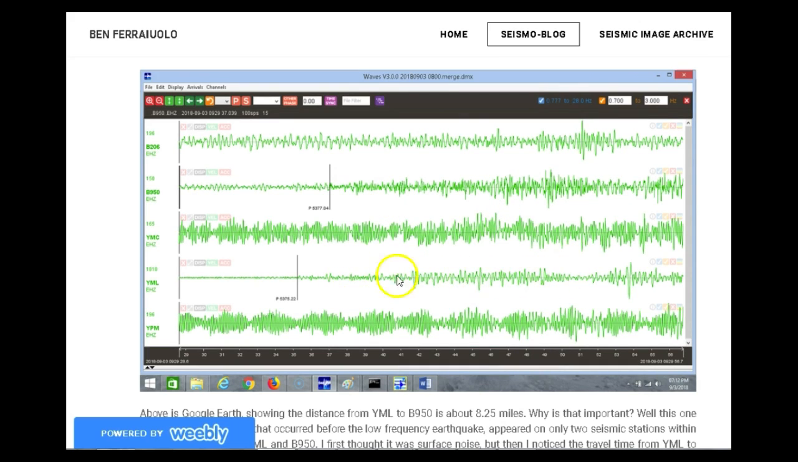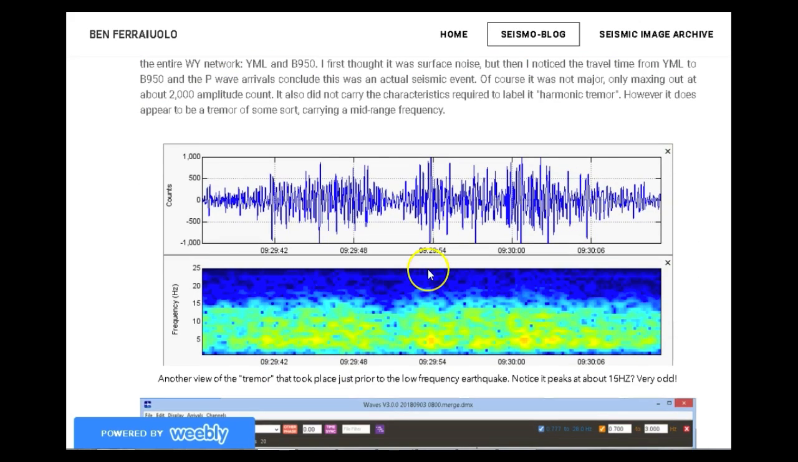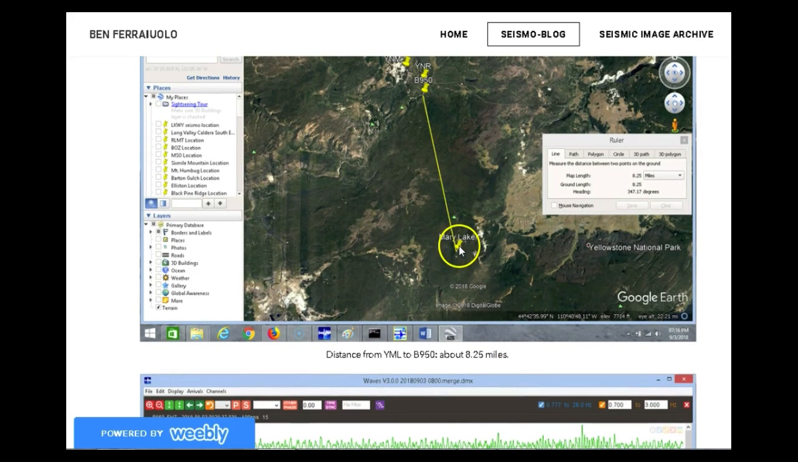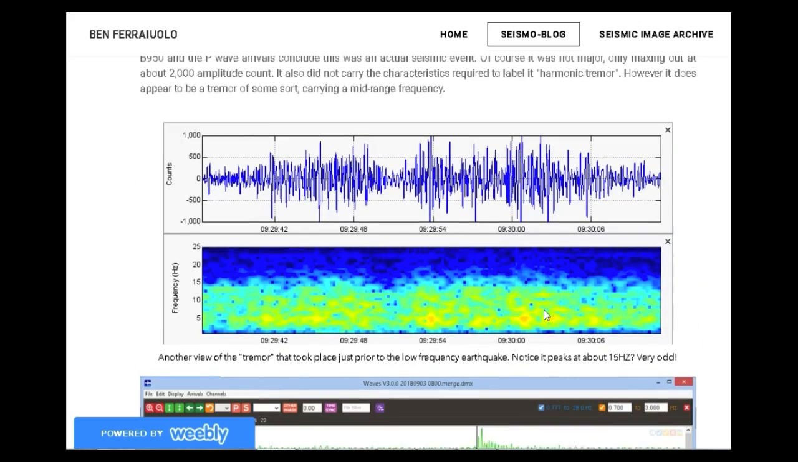Now, if it was carrying a low frequency around 1 to 3 hertz, then I'd get scared, because usually that's harmonic tremor. But this does not appear to be. I don't know what this is. At least we know it is not surface noise, because it traveled from YML to B950, and that's 8.25 miles. There's no way surface noise can show up on both.